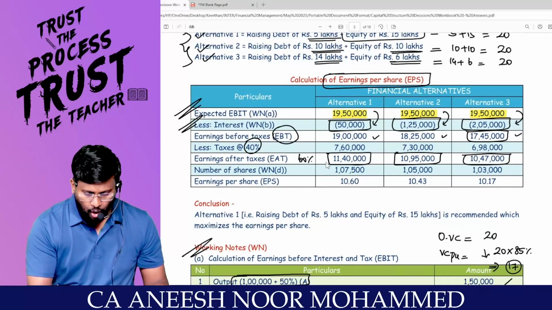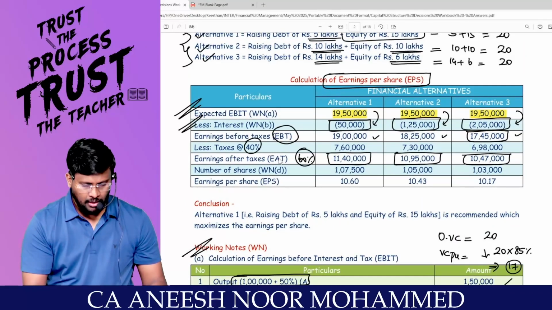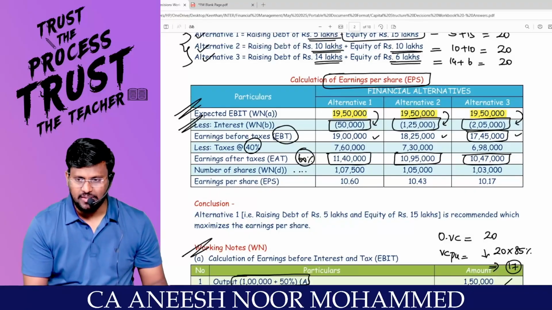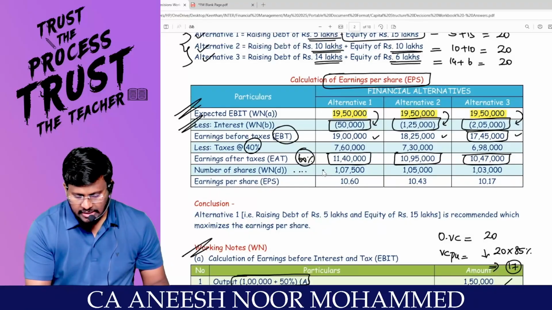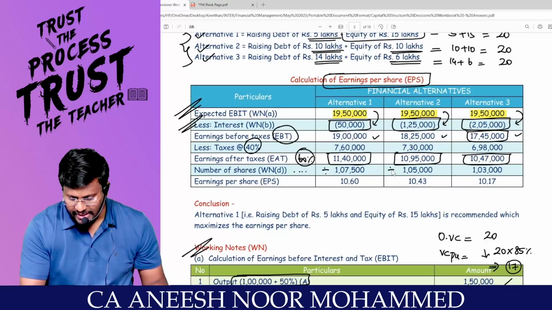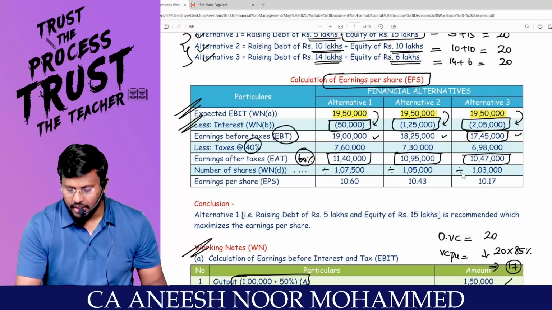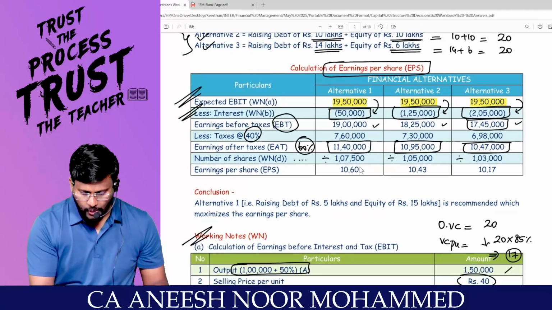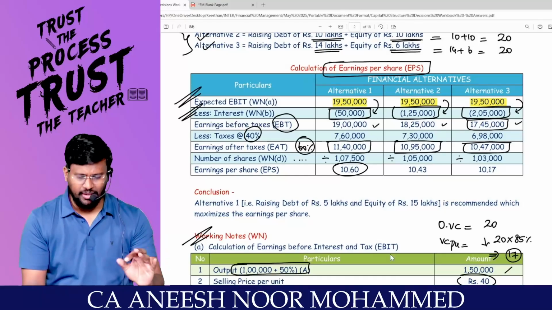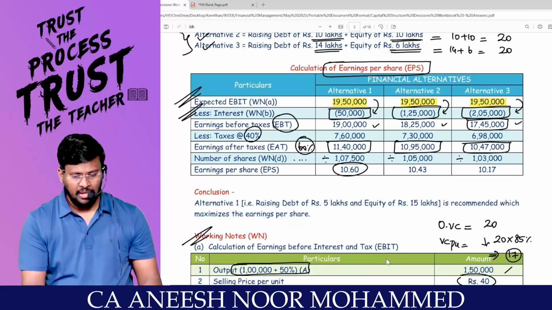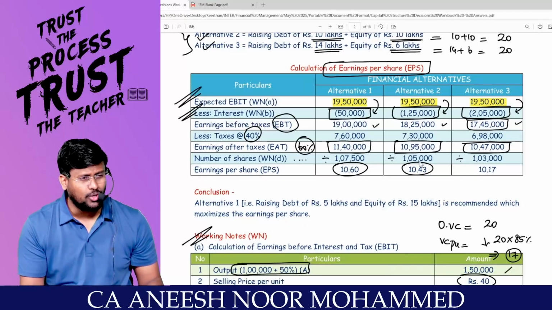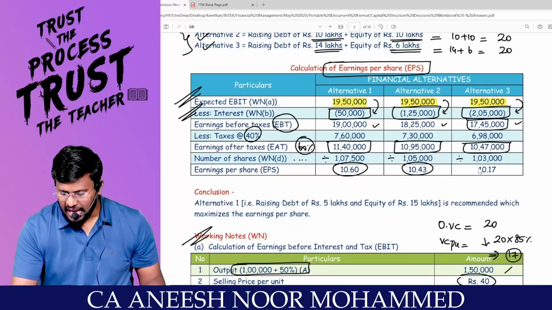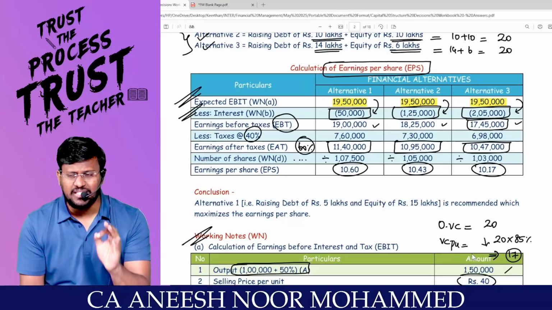Sir, I already have PAT. Now the number of equity shares: first case 1 lakh 5,000, second case 1 lakh 5,000, third case 1 lakh 3,000. So in the first case, sir, 10.6 is the EPS. In the second case, 10.43 is the EPS. And in the third case, 10.17 is the EPS.